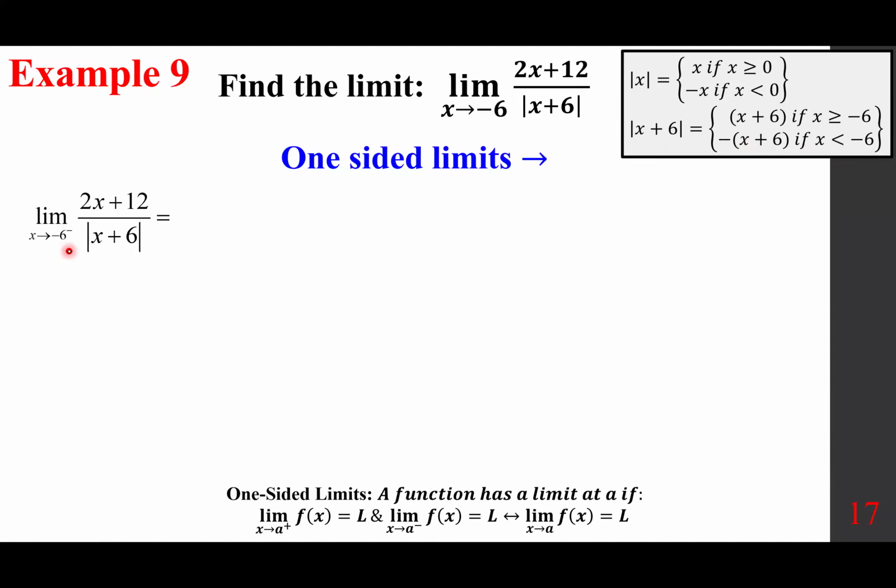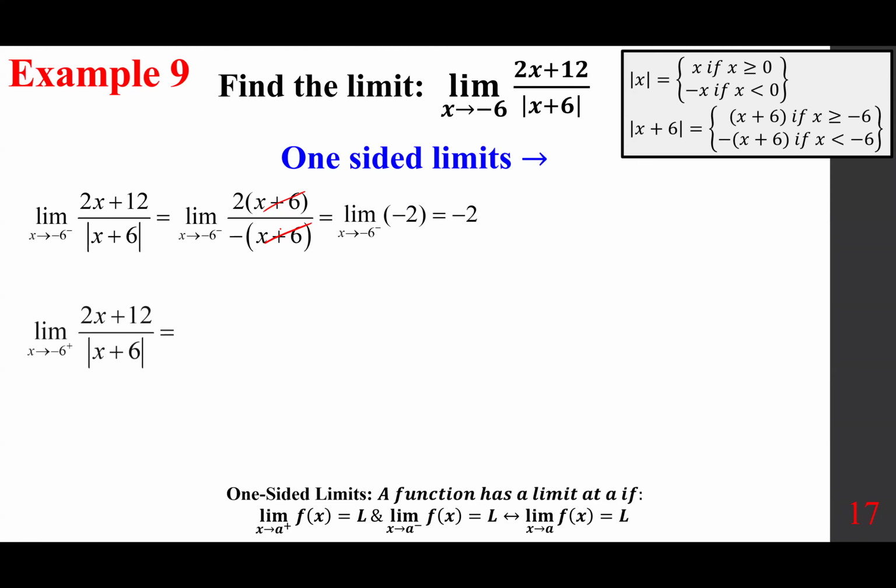So as we approach -6 from the left, first of all, the top, you factor the 2, you get 2 times (x plus 6). The bottom, you drop the absolute value. From the left, according to this, you put a negative in front of a parenthesis. x plus 6 cancel out. You get 2 over -1, or simply -2. And the limit of -2 is -2.